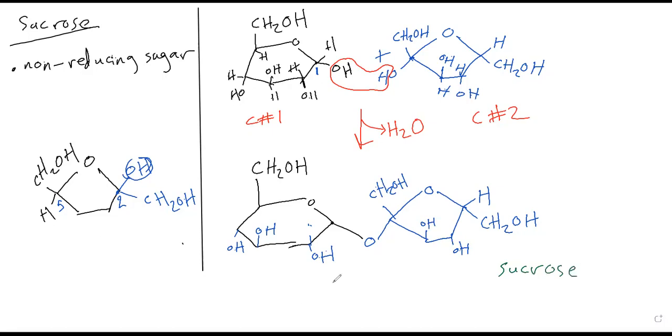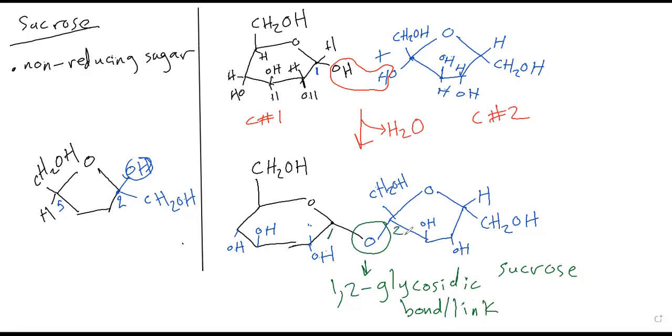And the type of bond is a 1,2 glycosidic bond. So this bond right here, that's your glycosidic bond. Every sugar bond is called a glycosidic bond, or you might see link. It's called a bond or a link. So the reason why it is 1,2 is because it's carbon 1 and carbon 2. So it's a 1,2 glycosidic bond. So you should be able to show this reaction.